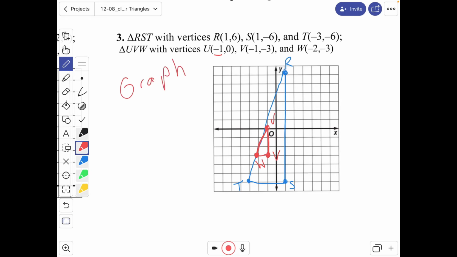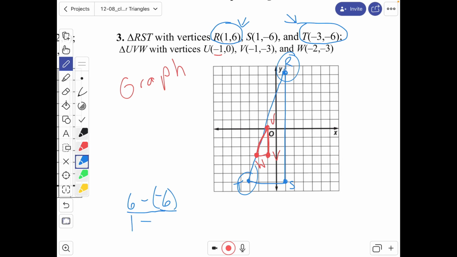The second part is write a proportion. And we're going to write a proportion for the slope. The points on the slope are R and T. So that's going to be the first fraction. And you can use the points where they're written up here on the top. So the y's are 6 minus -6. And the x that went with the +6 is 1. And the x that went with -6 is -3.